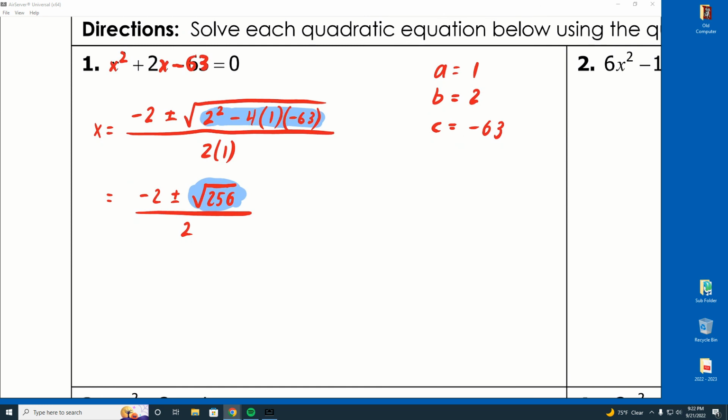So check it in your calculator. Check it and see, is it a perfect square? The square root of 256. Well, absolutely it is. The square root of 256 is 16. So the whole thing gets to come out of that radical. So what we have here is negative 2 plus or minus 16 over 2.